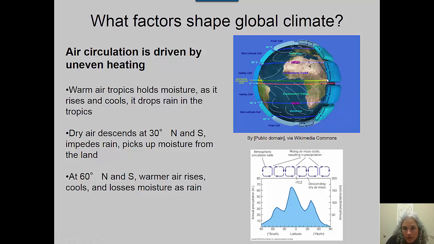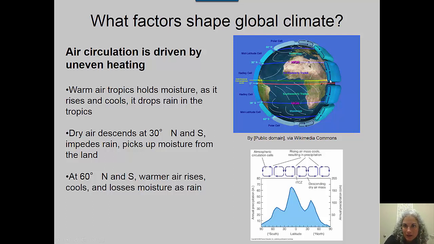So this is showing us these air masses rising. So that's what this part of the arrow is showing us. And then down here, if we look at this figure, it's showing us annual precipitation in inches by latitude, and we can see that it's highest. Because of this atmospheric air mass circulation, it's highest at the lowest latitudes, right by the equator.